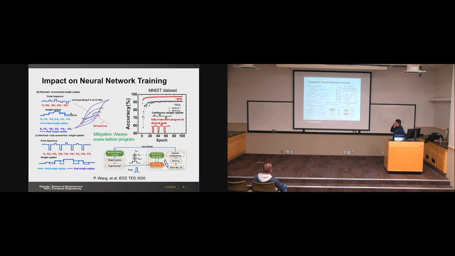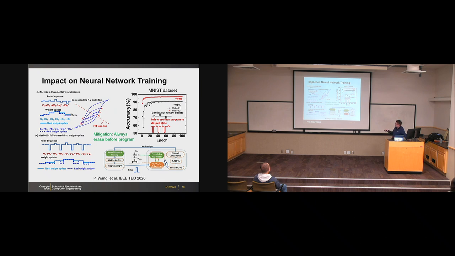So here we did some study to evaluate the impact on neural network training for a very toy model, the MNIST dataset. If we do the continuous training without tracking the history, the results show that you can only achieve about 91% accuracy. To mitigate this problem, we propose that for every intermediate switching, we have to erase the device to the ground state. So you do not change the intermediate state arbitrarily. You always go to the ground state, and then you do the programming.